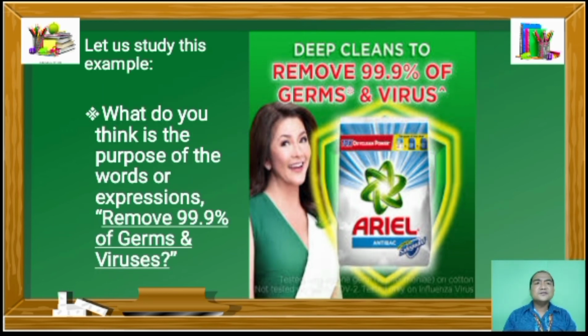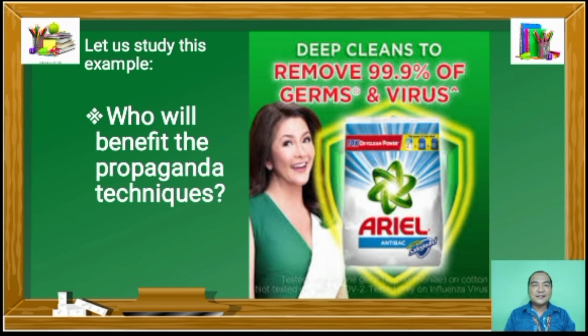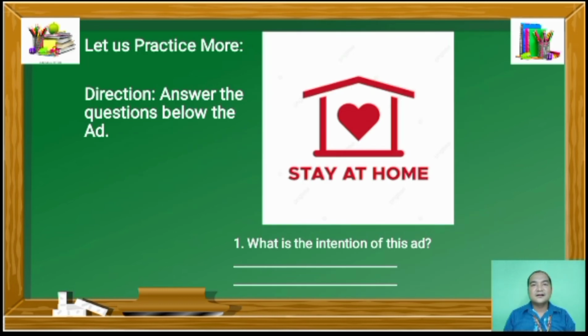Next, what do you think is the purpose of the words or expressions remove 99.9 of germs and viruses? What does it mean? The purpose of this is to convince consumers to buy because of the product's advantage, where it can remove 99.9% of germs and viruses. Now, who will benefit the propaganda techniques? Of course, the advertisers and propagandists. Okay? Alright, let us practice more.